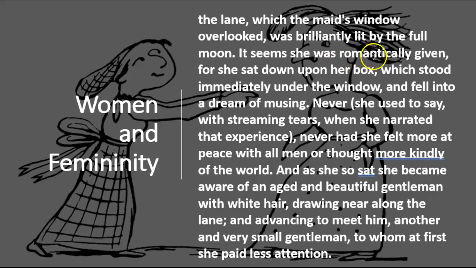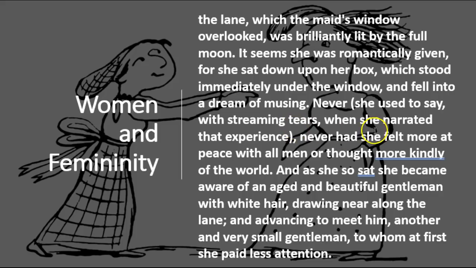And this doesn't just mean interested in getting married. It means interested in the idea of nature being wonderful, and she's just there enjoying the full moon. What a peaceful setting it is. "Never," she used to say, "with streaming tears when she narrated that experience." So again, women are supposed to be emotional. She has streaming tears. Now this is playing to the reader's expectations, but remember, Stevenson is also making fun of those expectations. But to do that, he's going to suggest that actually this woman is actually quite nasty.